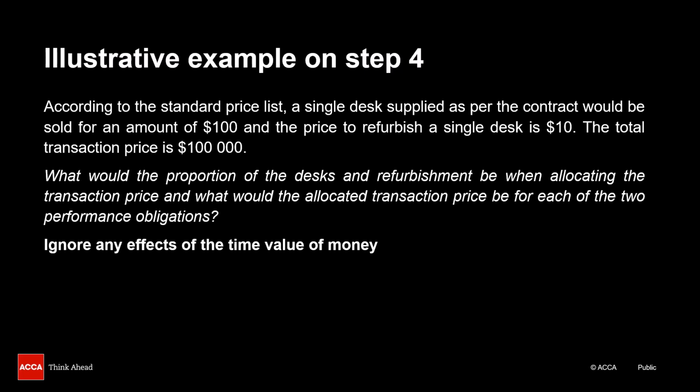According to the standard price list, a single desk supplied as per the contract would be sold for an amount of $100, and the price to refurbish a single desk is $10. The total transaction price is $100,000. What would the proportion of the desks and refurbishment be when allocating the transaction price? And what would the allocated transaction price be for each of the two performance obligations?